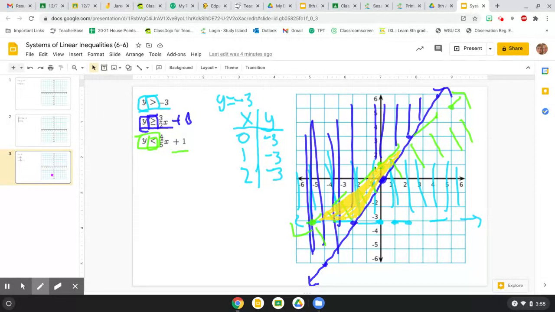Again, you can't write out your final solution, you just have to shade it in well, okay? All right, let me know if you have any questions. I can Google Meet with you. We can do whatever we need to make sure that you are understanding this.